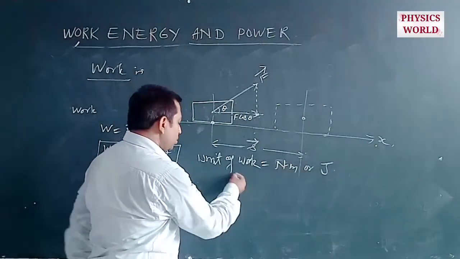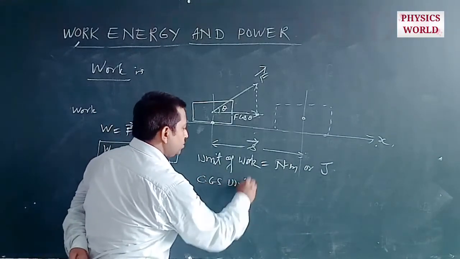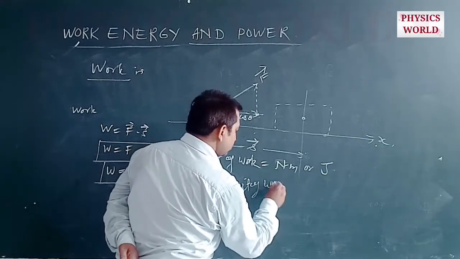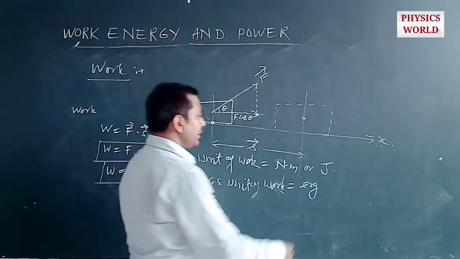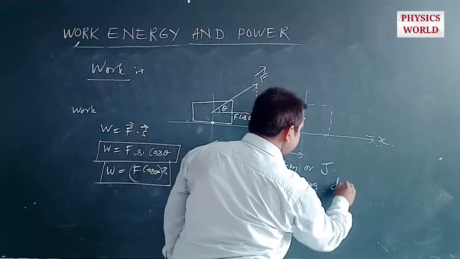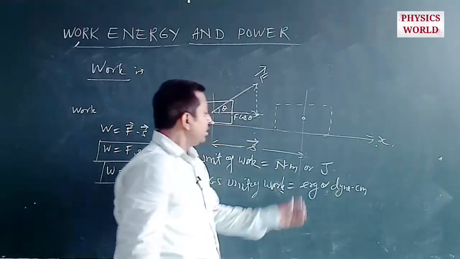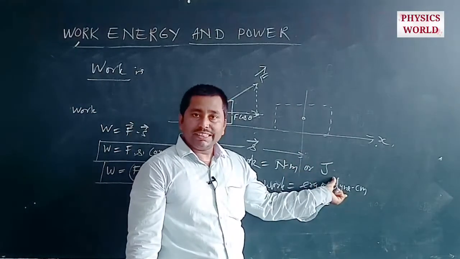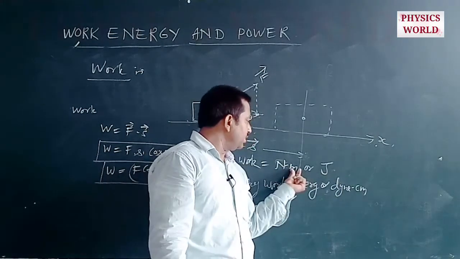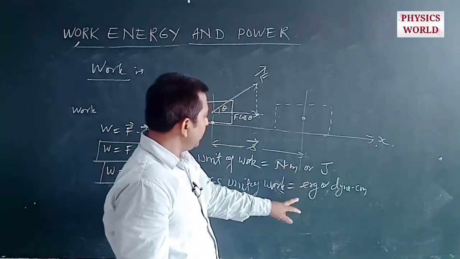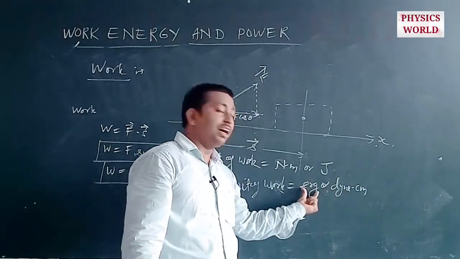In MKS also. So what will be the CGS unit of the work? CGS unit of work is equal to erg, E-R-G. It can also be written as dyne centimeter, because the dyne is the CGS form of the Newton, and centimeter is the CGS form of the meter, and this dyne centimeter can be termed as a particular single quantity that is known as erg.